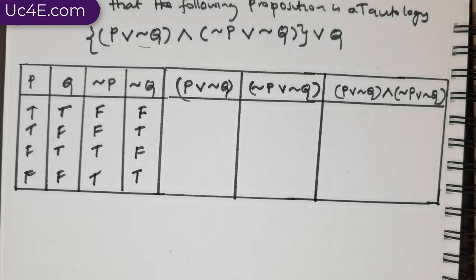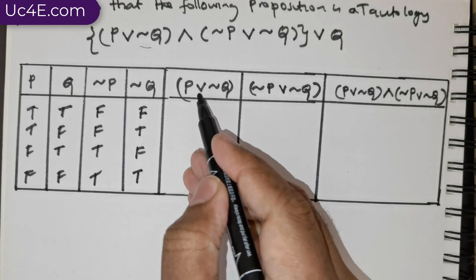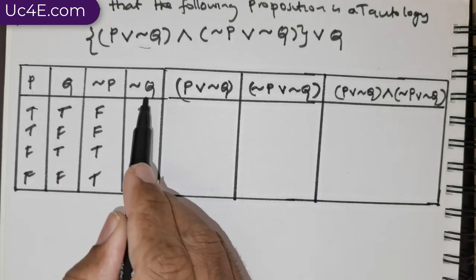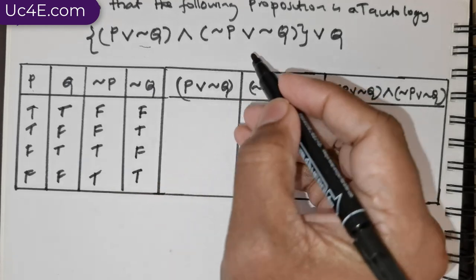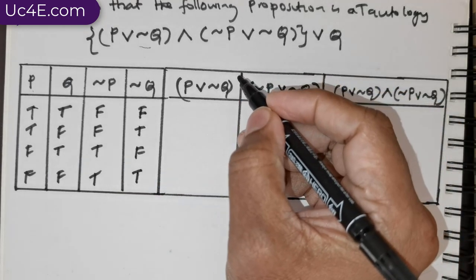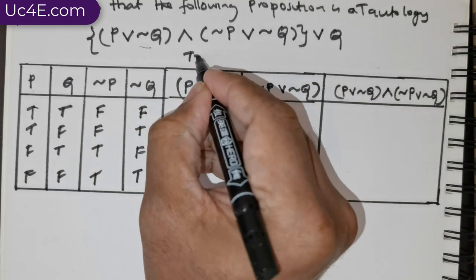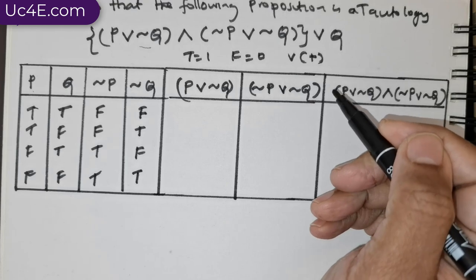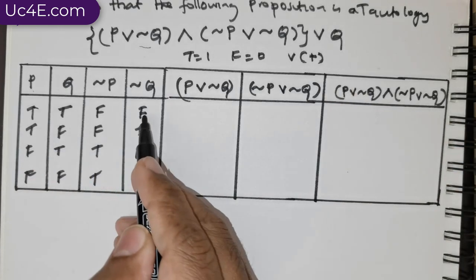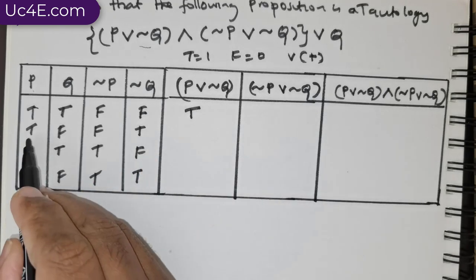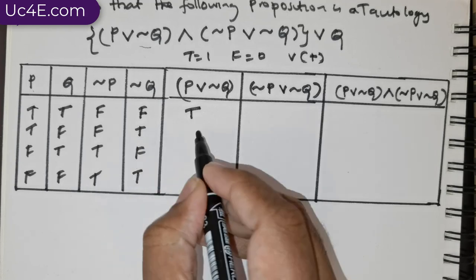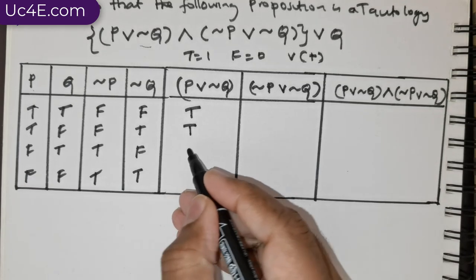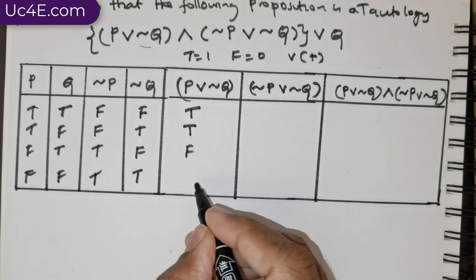And next we need to perform P, a disjunction with negation of Q. As I mentioned to you, disjunction means you are actually adding. So T is taken to be 1 and F is taken to be 0, and this is taken to be the addition operator. So 1 added with 0 would give you 1. 1 added with 1 will give you 1. When I mean 1, we are getting T. 0 added with 0 will give you 0. 0 added with 1 will give you 1.